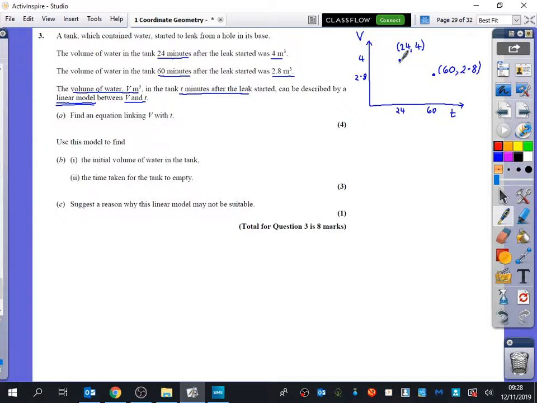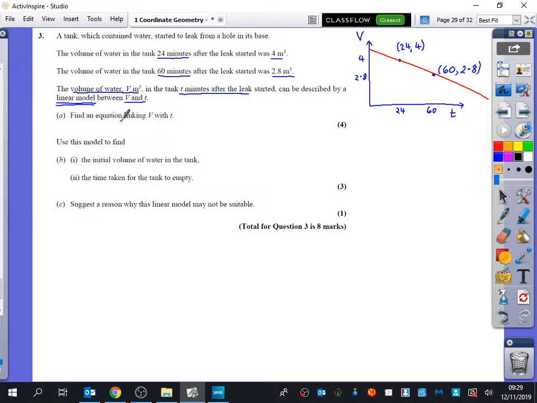What does that actually mean, that there's a linear model between them? What could I add on to the graph that might be sensible? I could add on a line, yeah, I could add on a straight line that passes through these points. I've not maybe made my graph quite long enough, but I've got it going all the way down to the bottom because eventually this tank is going to be completely empty. Okay, now we've actually drawn something that might help us think about what's going on here.